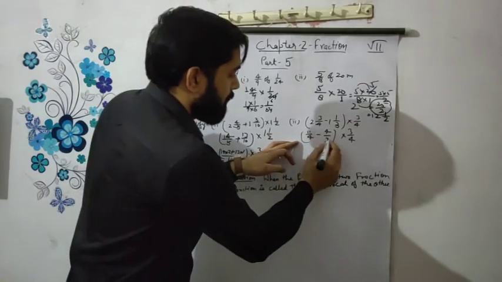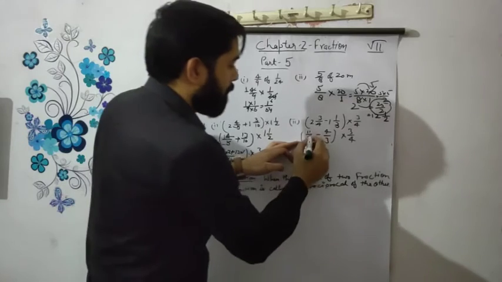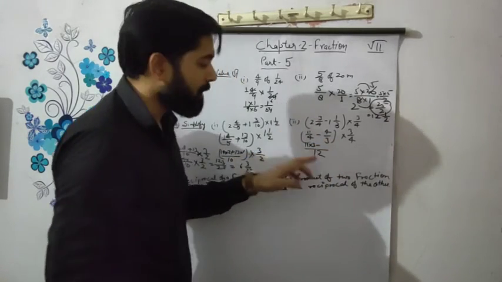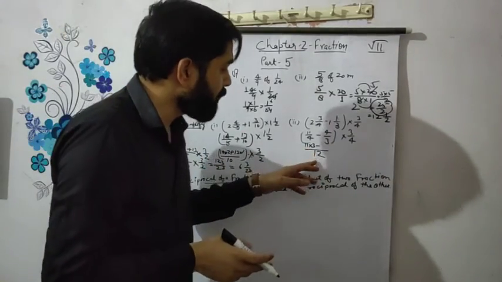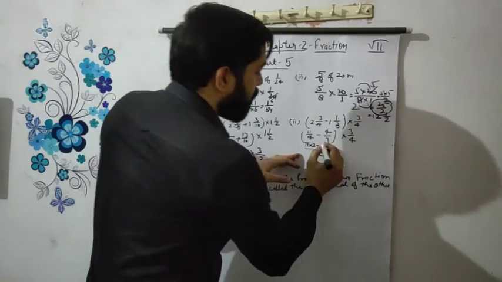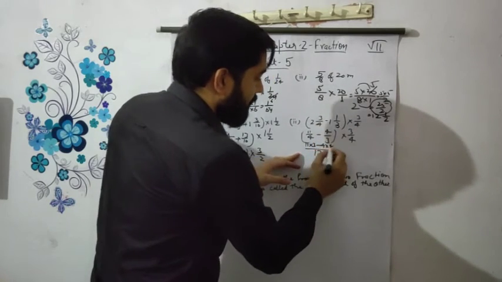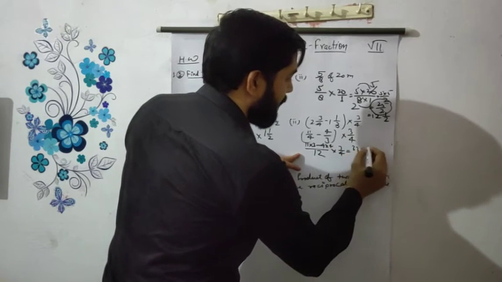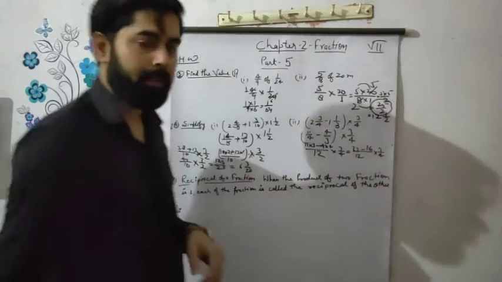Then the LCM of 4 and 3 will be 12. 4 threes are 12, so 11 multiplied by 3 minus 3 fours are 12. These are a common denominator. So this common denominator divided by 3, 3 fours are 12, we get 4. Then that 4 we multiply with the numerator, and multiply by 3 upon 4 is equal to 11 threes are 33 minus 16 upon 12 multiply by 3 upon 4.